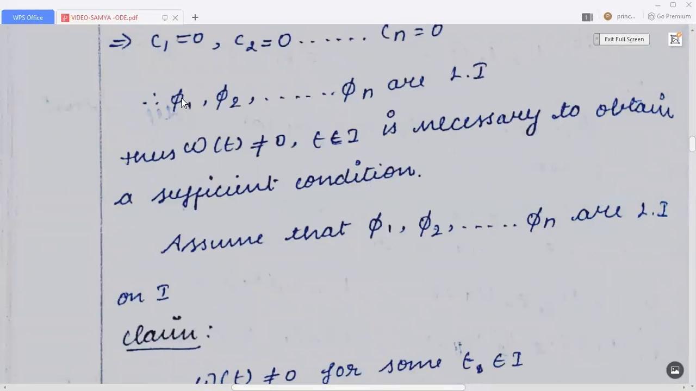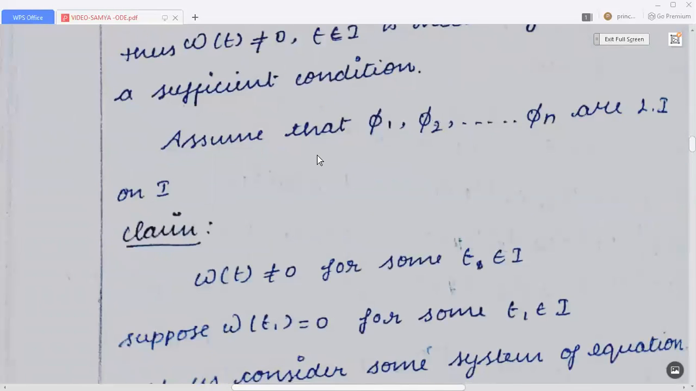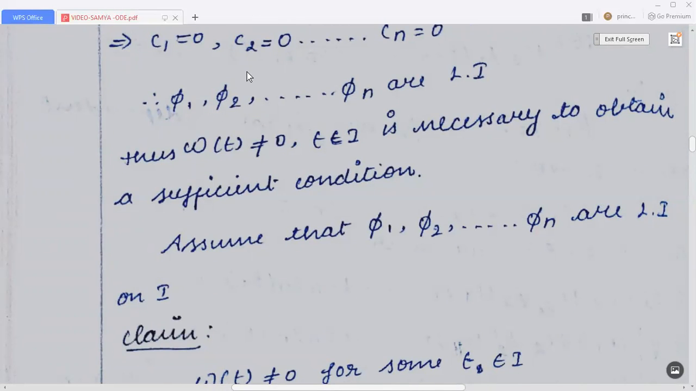Therefore, the functions phi 1, phi 2, etc., phi n are linearly independent. Thus, the Wronskian of t not equal to 0 is a necessary and sufficient condition. Right. So from this, we say that if phi 1, phi 2, phi 3, phi n are linearly independent, then the Wronskian of t is not equal to 0. Similarly, if the Wronskian of t is not equal to 0, then phi 1, phi 2, phi 3, phi n are linearly independent functions.